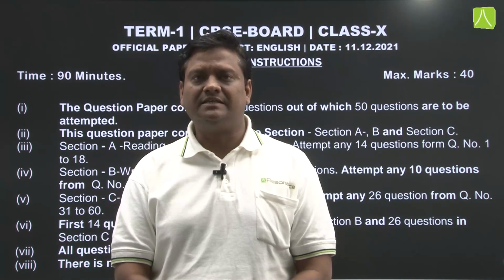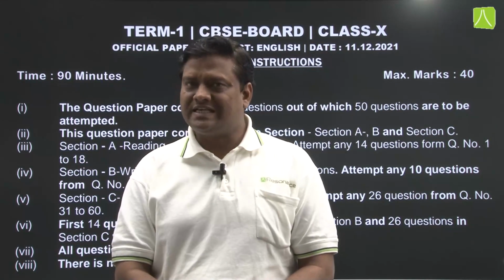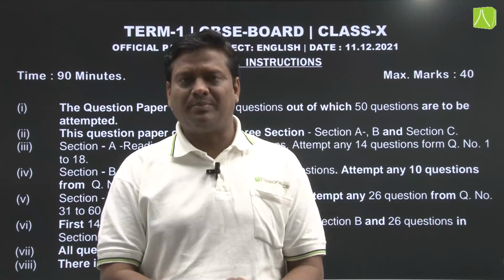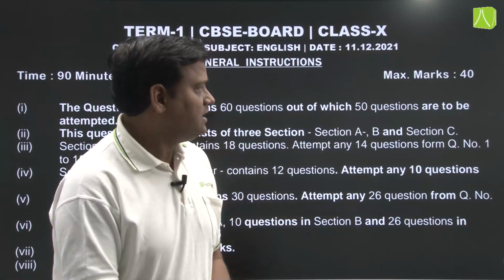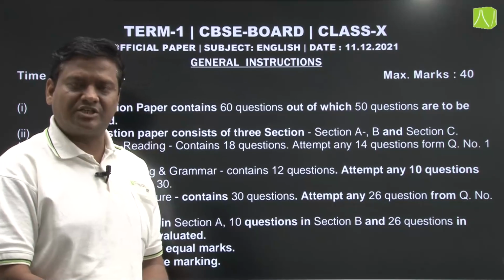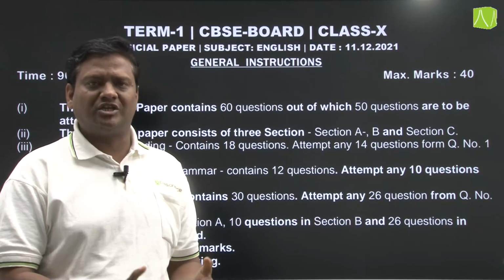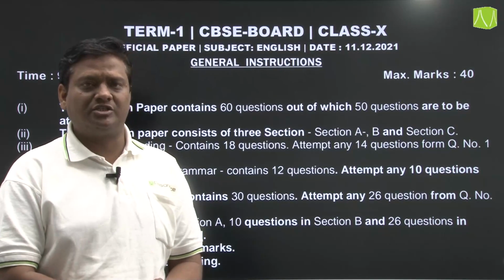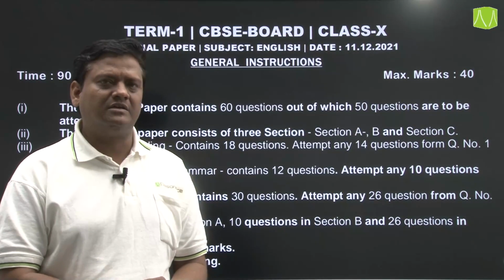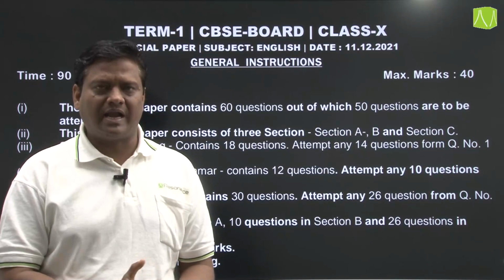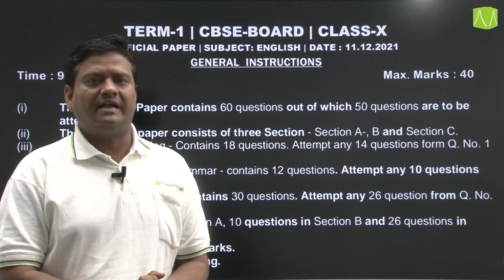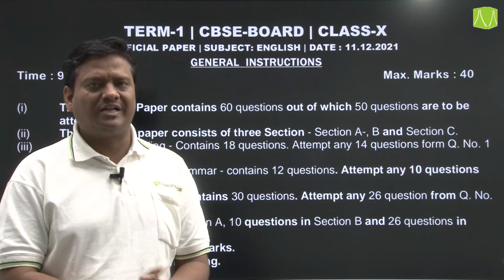CBSE has conducted the English subject term 1 exam and we are going to discuss the paper today. We have three sections in this paper: section A, B and C. Section A is related to reading comprehension, two unseen passages are there. In section B we have grammar and writing, and in section C we have literature.